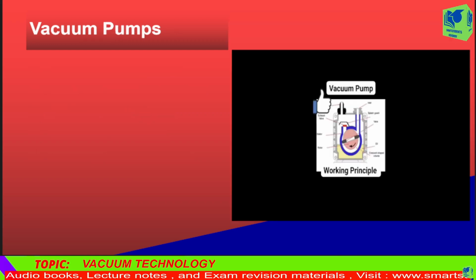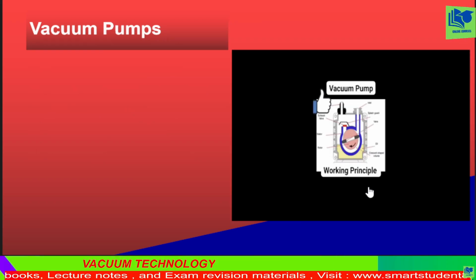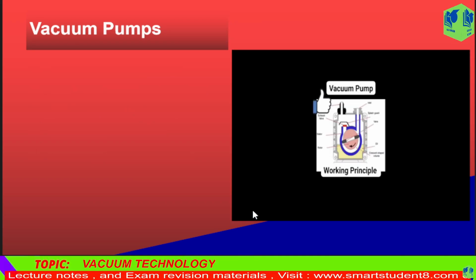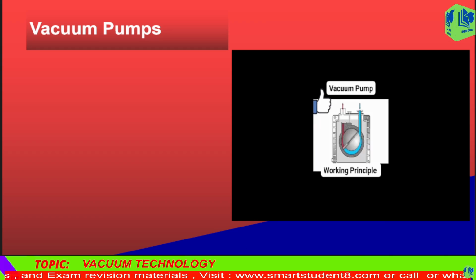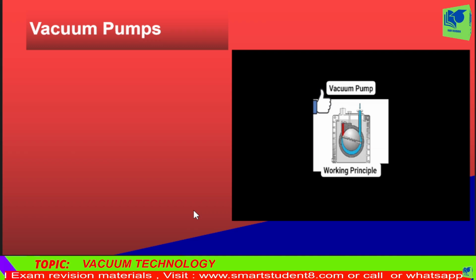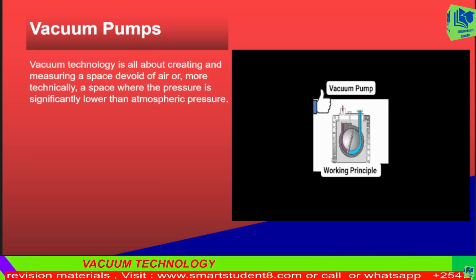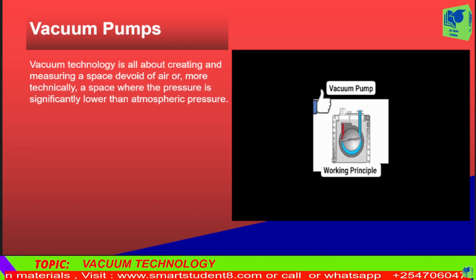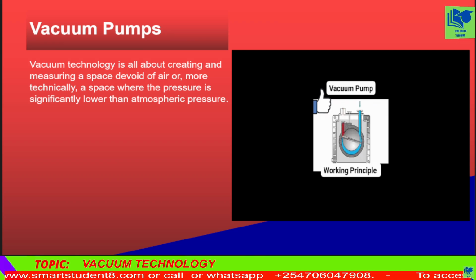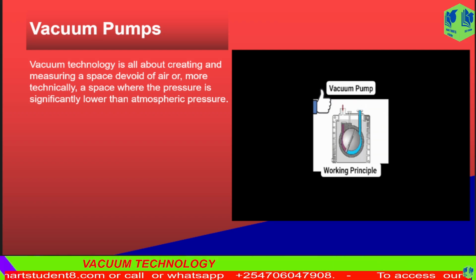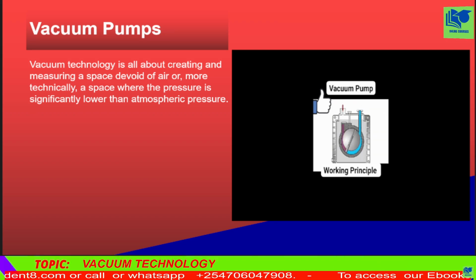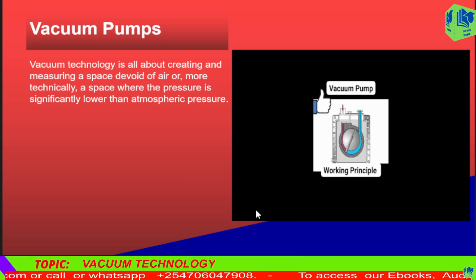Vacuum pumps. At its core, vacuum technology is all about creating and measuring a space devoid of air, or, more technically, a space where the pressure is significantly lower than atmospheric pressure. To achieve this, scientists and engineers use specialized tools known as vacuum pumps and vacuum gauges. Today, we'll take a deep dive into the fascinating world of these tools, breaking them down into simple explanations that anyone can understand. Let's start with vacuum pumps.